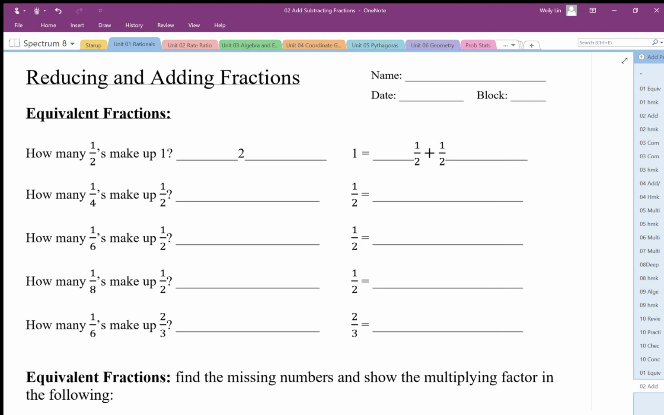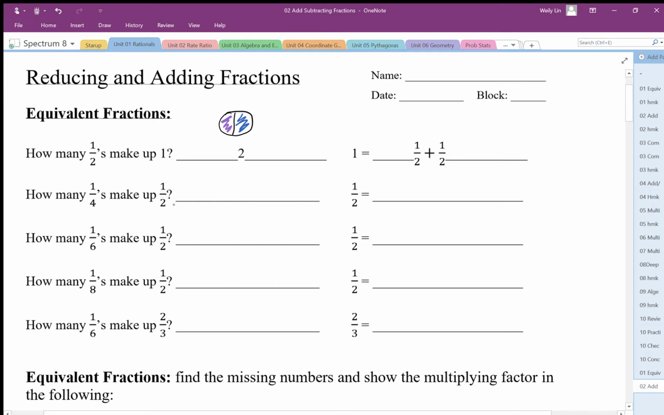So we're going to continue to look at some equivalent fractions here and the idea of equivalent fractions. This example asks how many 1/2 fractions make up one whole fraction. The answer here would be 2. If we take a look at a picture of that, we would have two 1/2 pieces. A 1/2 piece here and a 1/2 piece here. These two pieces would make up the whole. So the equation looks like this: 1 equals 1/2 plus 1/2.